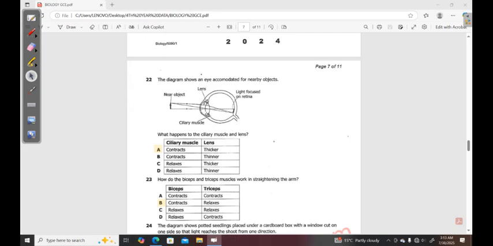So this lens is supposed to become thicker, but for it to become thicker, the ciliary muscles have to contract, and hence the lens can become thicker.